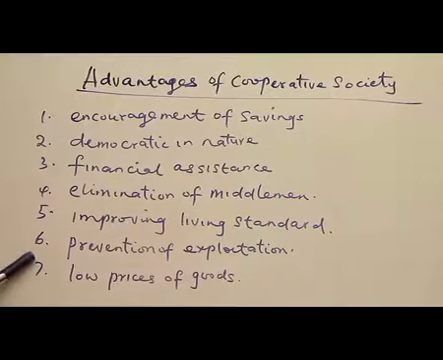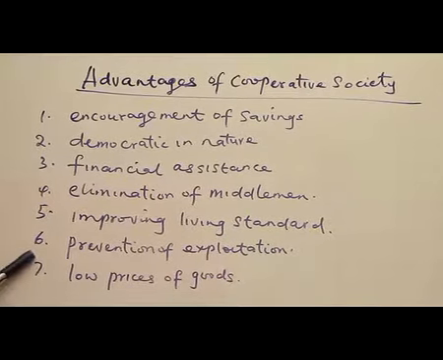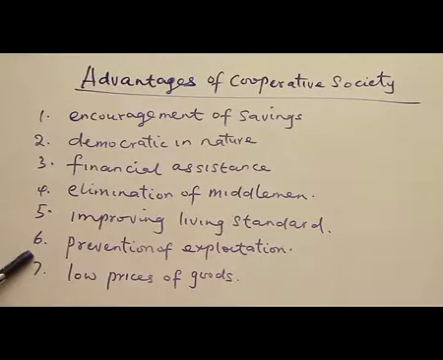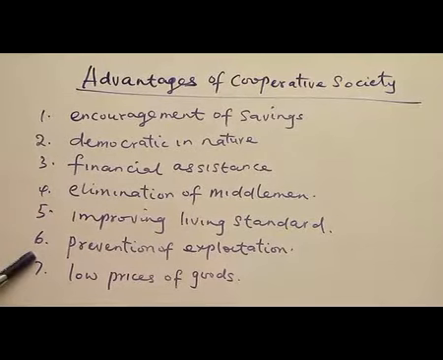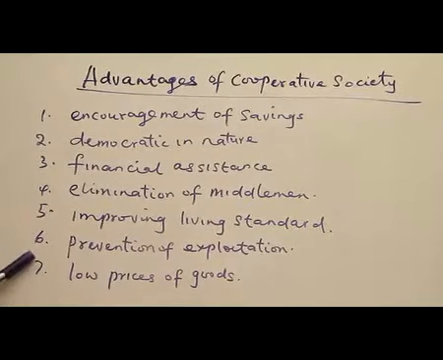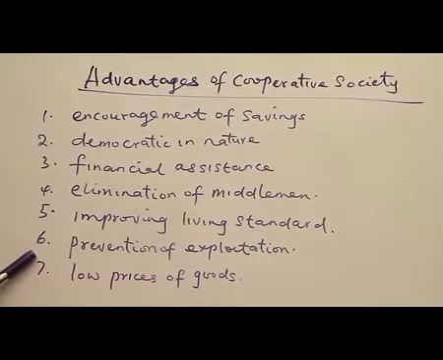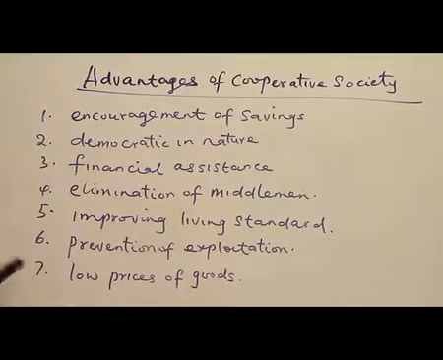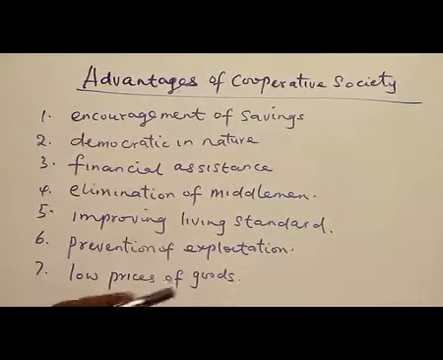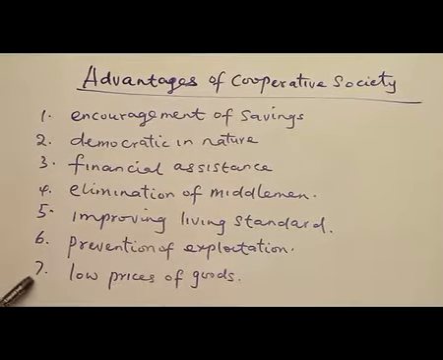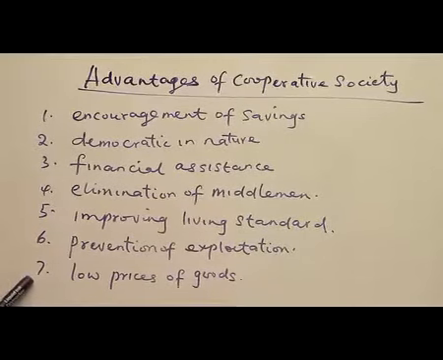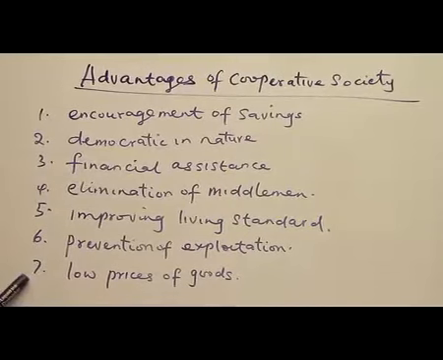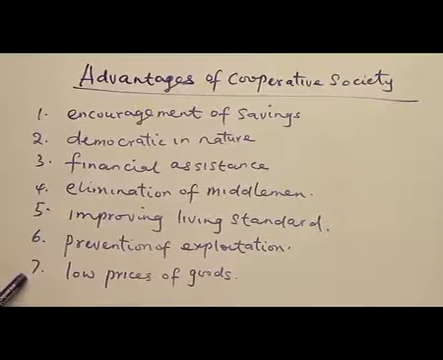Number 6, prevention of exploitation. Exploitation comes most times from the middlemen. They are the ones that engage in exploiting consumers, maybe in terms of increasing the price or whatever. But cooperative society ensures that there is a prevention of exploitation. Number 7, low prices of goods. By putting resources together and buying in bulk, the prices will be very low when you compare with individuals buying the goods and services by themselves.